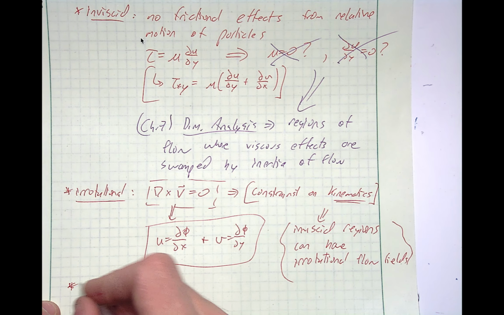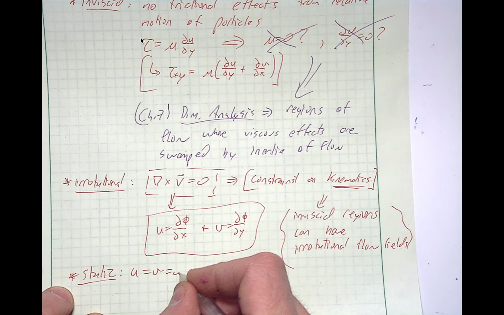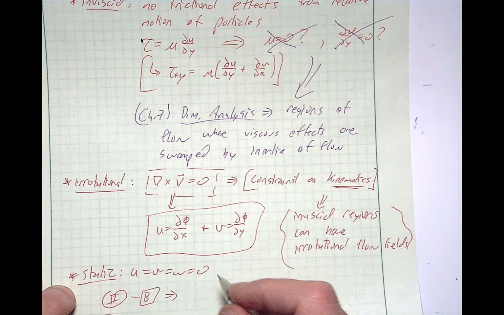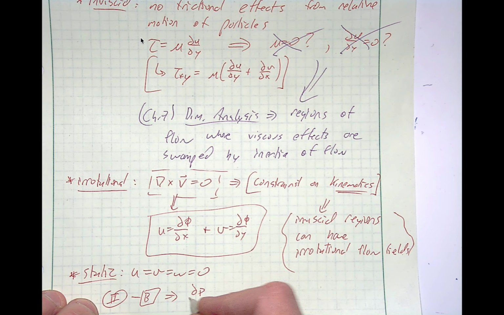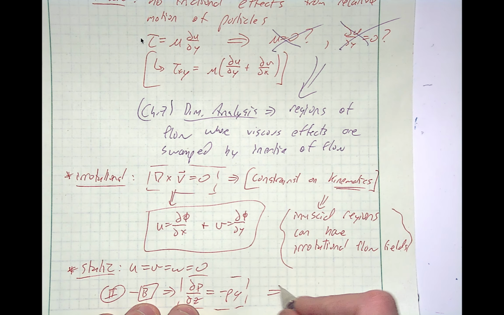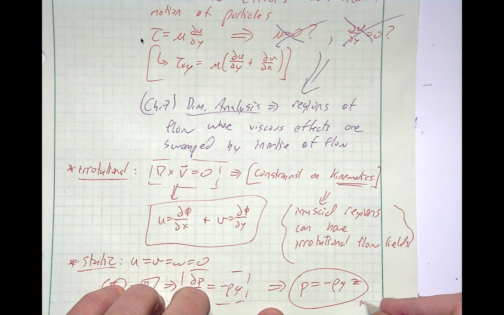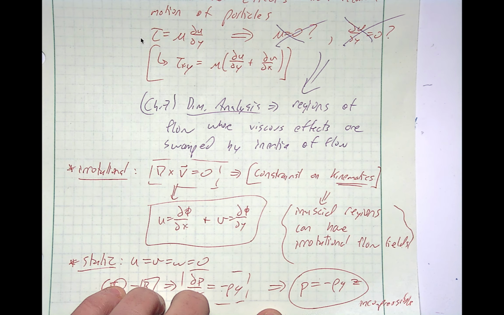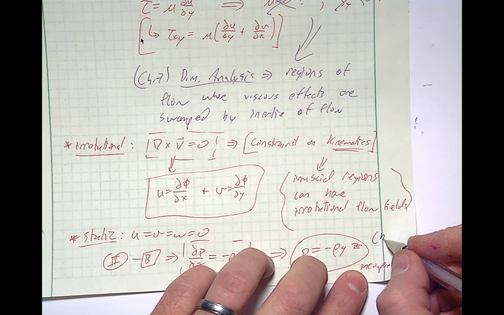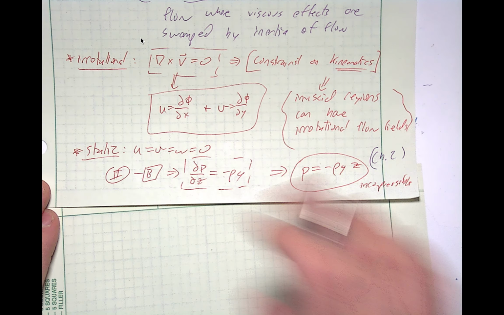Maybe there's another important one here. Static, going all the way back. Now we're getting back to the really early stuff. If we can just say our velocities are zero, well then our differential form of our momentum equations, the Navier-Stokes equations, just produce the hydrostatic pressure relationship, which, if it's incompressible, produces chapter two. Okay, so those are all the assumptions.